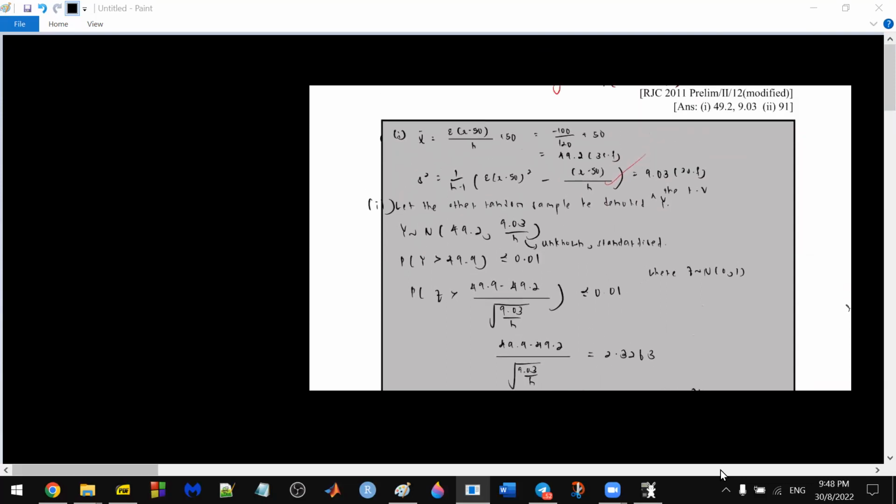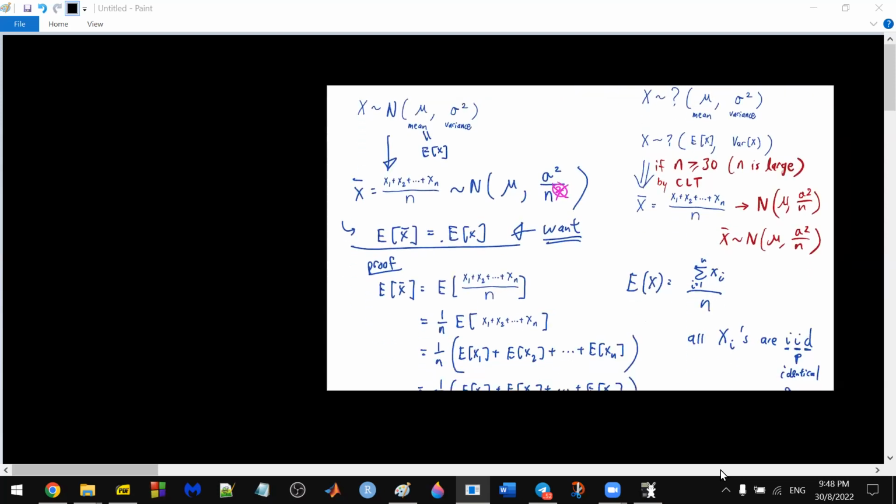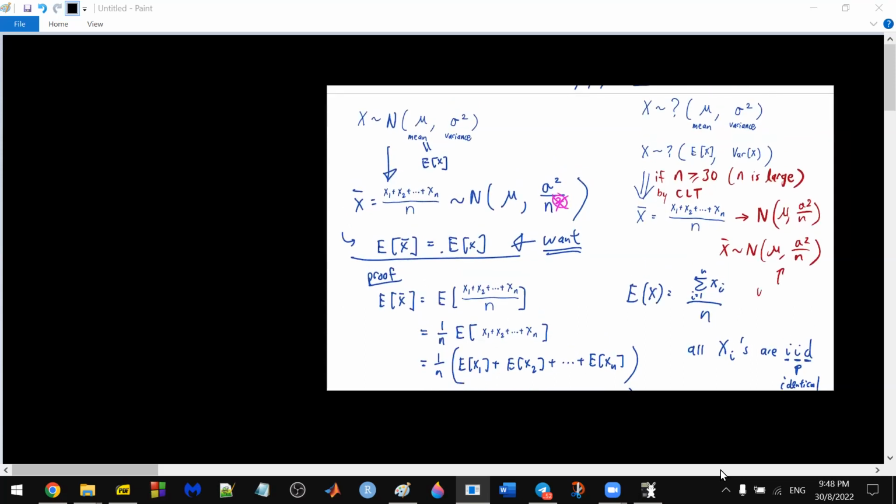Okay, let's see. Y follows normal distribution, 49.2, 9.03 over n. Okay, yeah, good. This part also. So one important point to bring up is that we don't know the actual sigma square, so we have to replace it with s square. Right? That's what you did, huh? Yeah. We don't know sigma square, so we use s square instead. So there was one more point that I didn't bring up. Yeah, here. Use s square if sigma square not provided. Yeah, this is actually quite important.